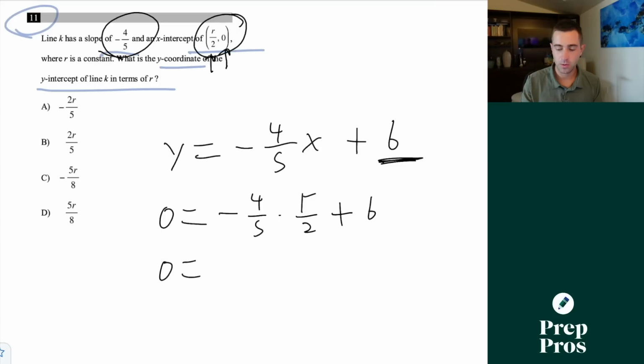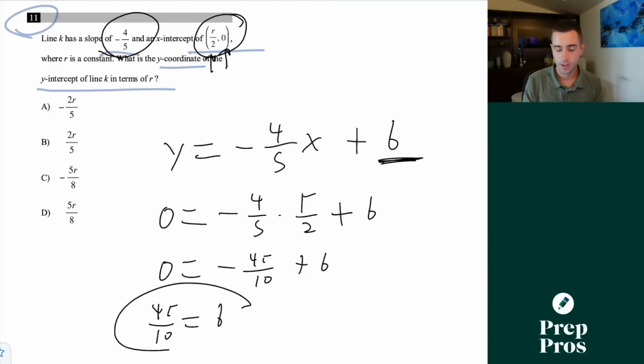So we'll get 0 equals -4r over 10 plus b. So we add that over. We'll get 4r over 10 is equal to b. And that simplifies down to 2r over 5, and that's how we can find our correct answer.